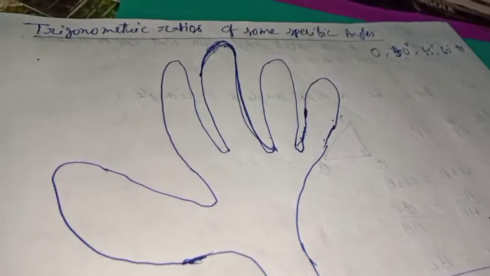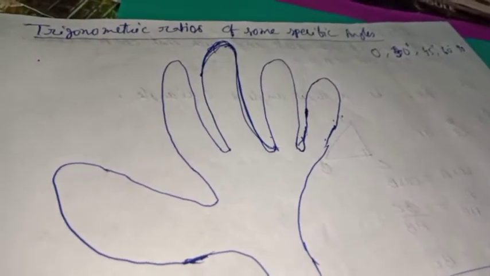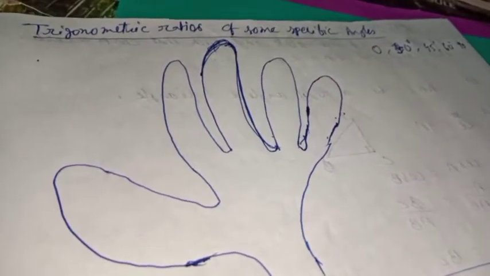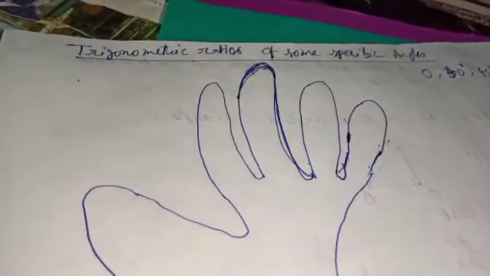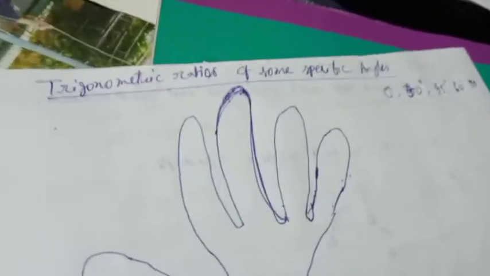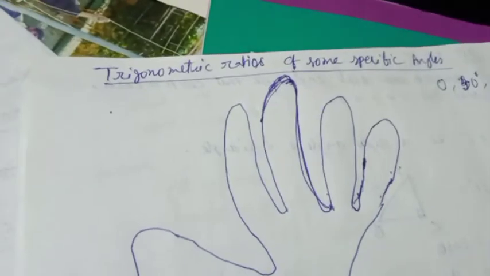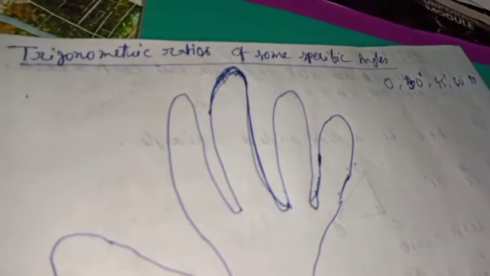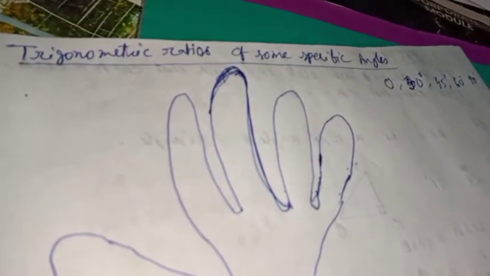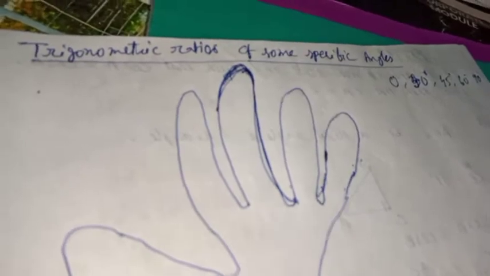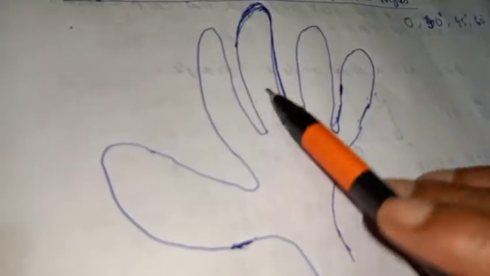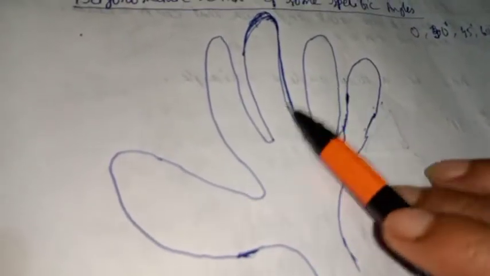So how to make this table? If you search on the internet or YouTube, you will get so many tricks. But I want to give you one trick. This is also easy. See, we have the angles 0 degree, 30 degree, 45 degree, 60 degree and 90 degree. As I told you, I'm going to give you one trick. Suppose this is your hand, five fingers. I am not good at drawing, okay? I have just drawn a simple picture to understand. Suppose these are the five fingers.